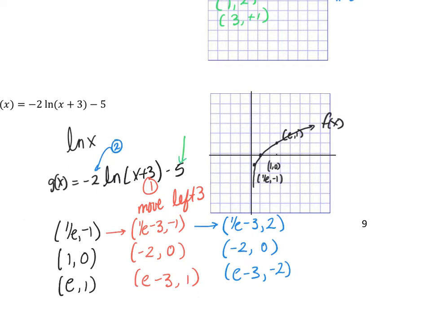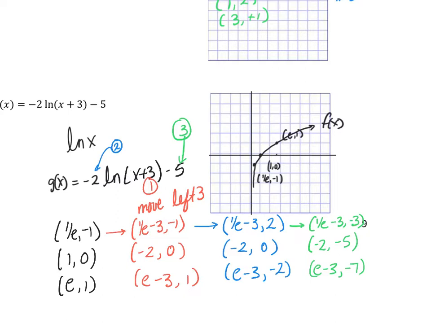The third thing I'm going to do is take all my y's and subtract 5 from that. So 1 over e minus 3. I'm going to take 2 and subtract 5, so that gives me negative 3. So negative 2 and negative 5. And then my last one is e minus 3, and then I'm going to subtract 5 from negative 2, which gives me negative 7.